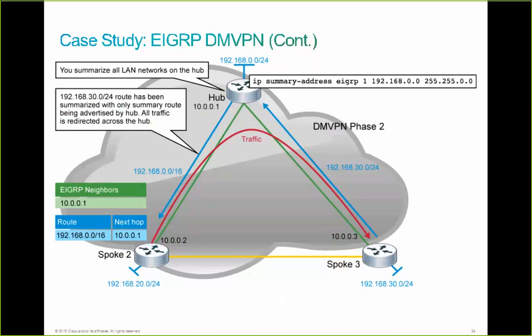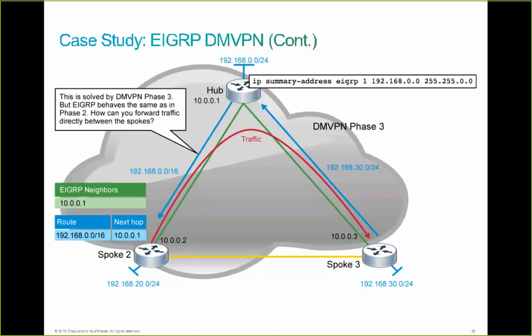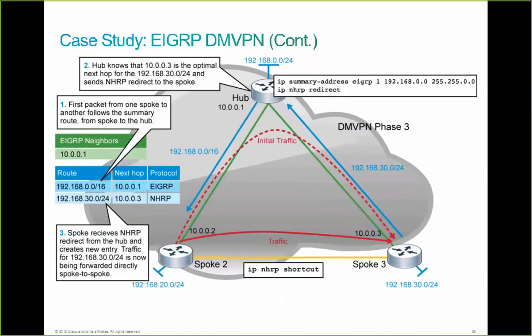In DMVPN Phase 3, we can perform optimal full mesh routing and still maintain summarized EIGRP routing or summarized EIGRP advertising. All right? That's what we see in this slide. Well, this slide right here. Okay? I'll break this down, and hopefully it will make more sense as I break down each of the pieces of this diagram here.